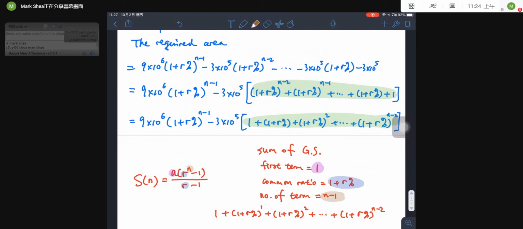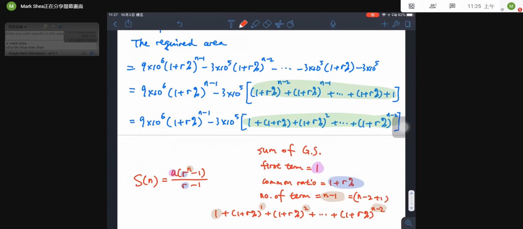Okay, we can count. If we start from 1 plus r percent, then this is the term 1, and then squared is the second term, and then up to the last one to power n minus 2, then there are totally n minus 2 terms. And don't forget we have one more term in the beginning, which is 1 plus r percent to power 0. So we have totally n minus 2 plus 1 terms. Therefore, we have n minus 1 terms.